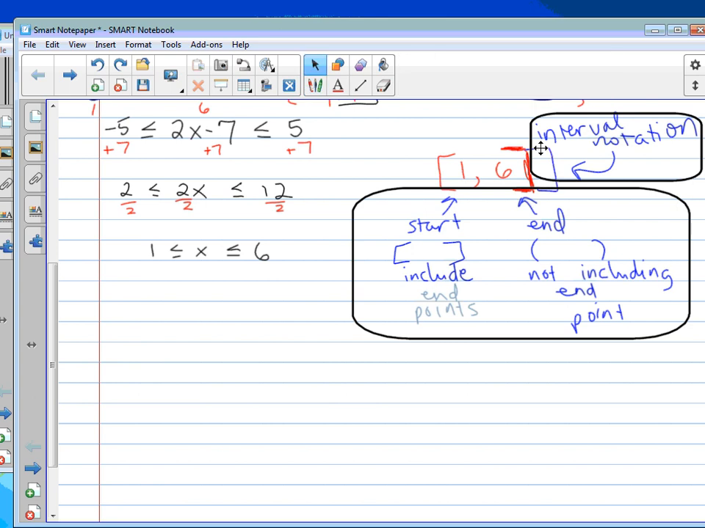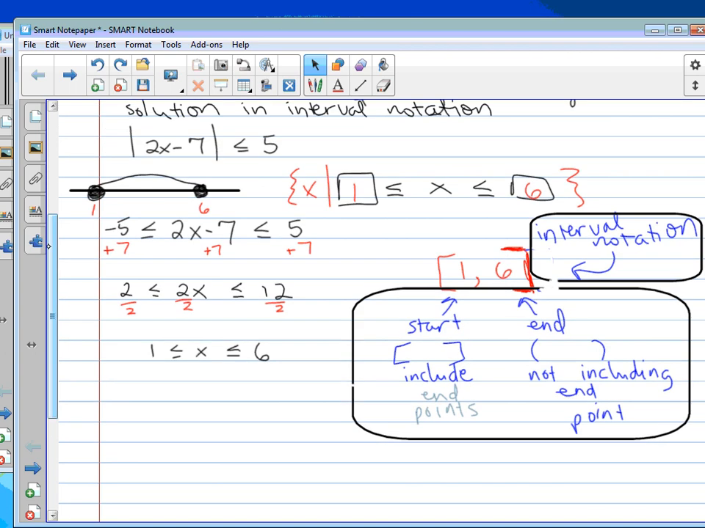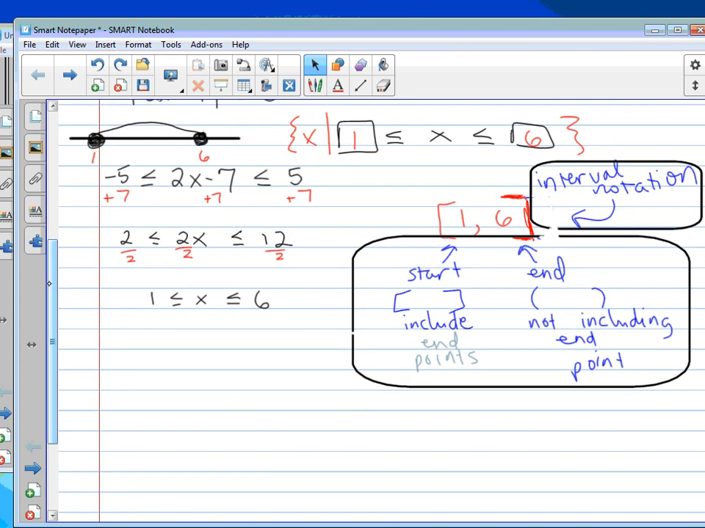All right, here we go. So there's our final answer. On a number line, it would look like that. In set notation, there it is. And in interval notation, sweet and simple. Qué fácil. Right? So, you guys try example 2.